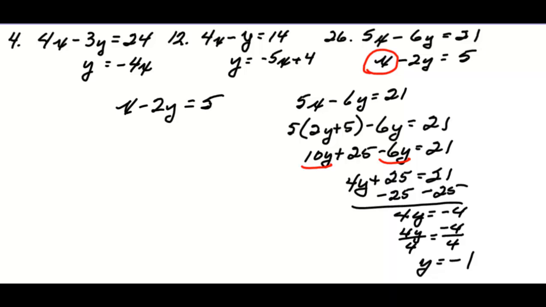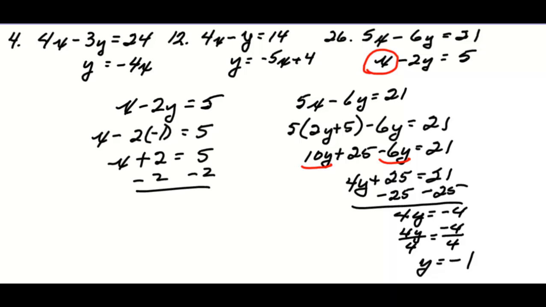You can use either one, but if we do that, then we put x minus 2 times negative 1 equals 5. This now comes out to be x plus 2 equals 5. Subtracting 2 from both sides, we end up with x equals 3. Now that was a little simpler than probably using the other one. Our answer, however, is our xy coordinates. X is 3, y is negative 1.